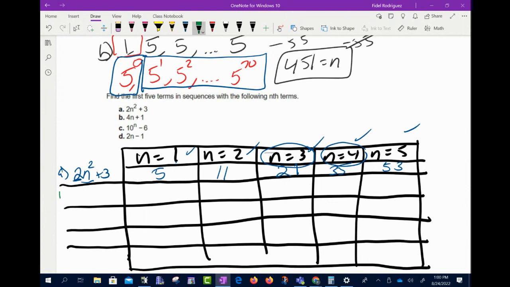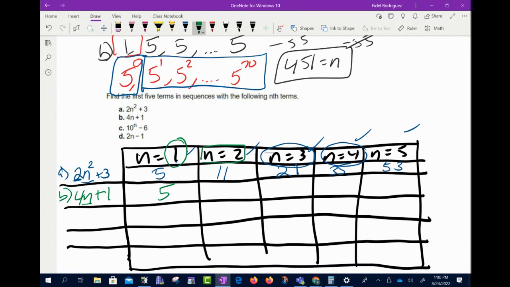We're going to do the same thing for part B. Part B is 4n plus 1, okay? So remember what I'm doing. I'm doing this 5 times, just plugging in n equals 1, n equals 2, n equals 3, all the way to 5. So the first time we're going to plug in 1. What's 4 times 1? 4. Plus 1 more? 5. Okay.